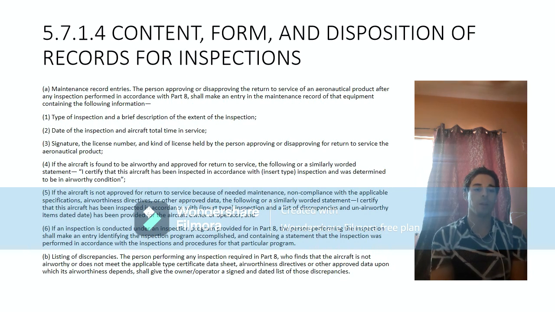If the aircraft is not approved for return to service because of needed maintenance, non-completion, or the lack of acceptable certifications. If the person is performing under an inspection program provided in Part 8, listing and description: the person performing an inspection records who finds that the aircraft does not meet the airworthiness type certificate data sheet airworthiness requirements.